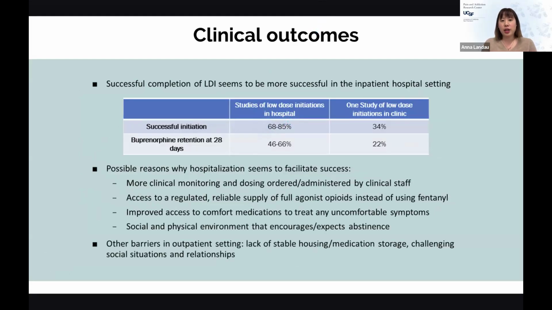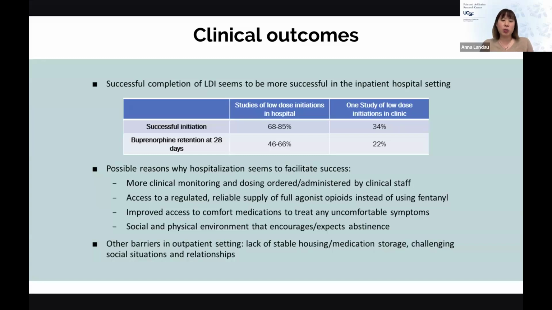In terms of looking at the entire literature of low-dose initiation, when you compare hospital settings, it does seem that doing this in the hospital tends to be much more successful than in the outpatient setting. In our study, about 34% completed initiation and 22% were retained at 28 days. There are about 4 or 5 hospital studies with sample sizes of anywhere from 10 to 60 people. Their completion rates are much higher, about 68 to 85%, and their retention at 1 month is also higher, about 46 to 66%.